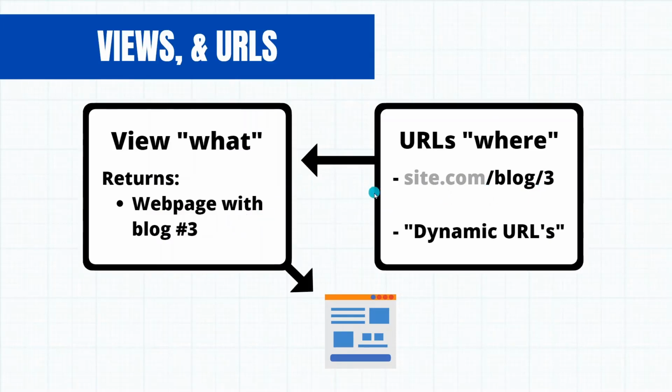But what if you had hundreds of blog posts, /blog/1, /blog/2, /blog/100? It would be pretty annoying to have to create a URL and a view for each one of those. So you can do things like pass variables in the URL. In this case, 3 could be a variable to signify which blog post. And it would still call the same view, and the view would understand, okay, let's show the web page for the blog with whatever number was passed. So if we went to mysite.com/blog/100, the same view would be called, and it would return the web page with blog 100.